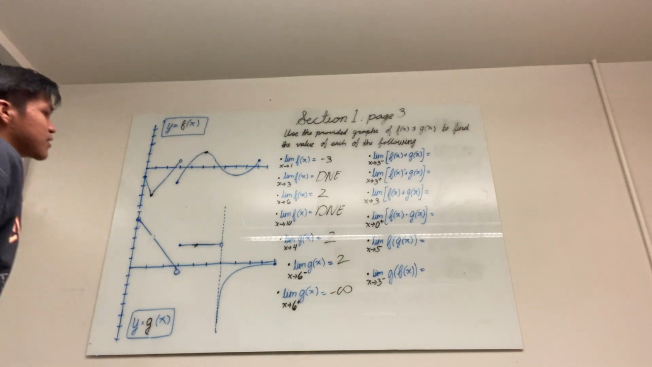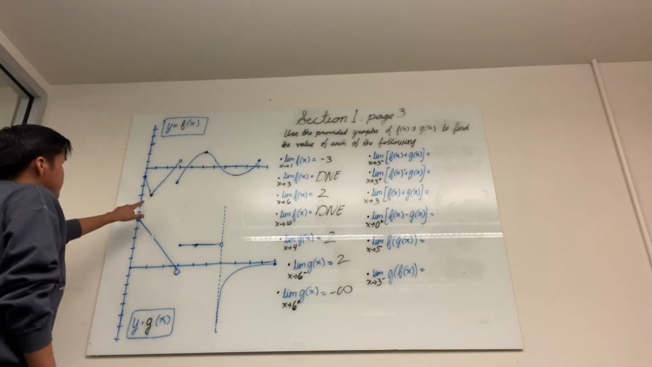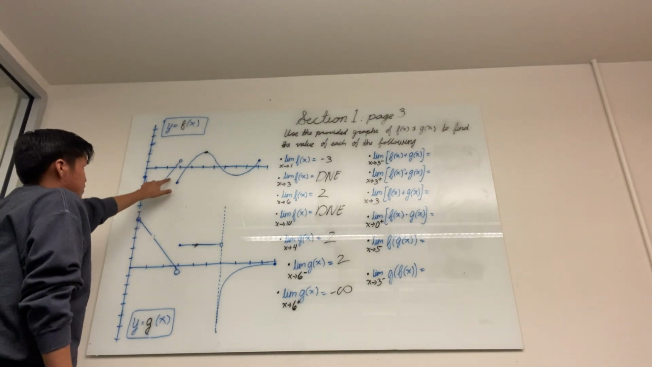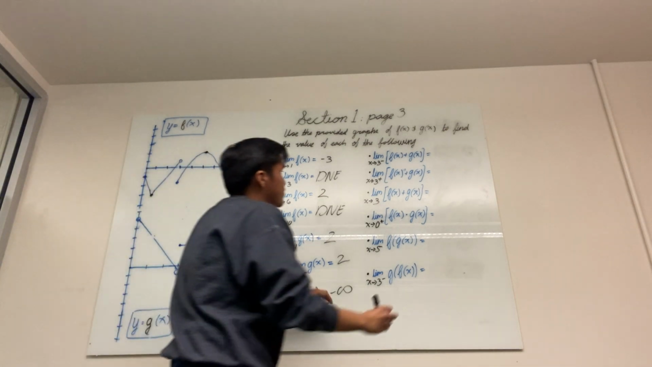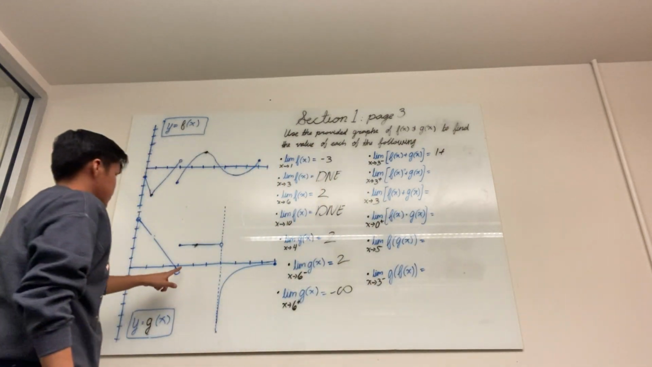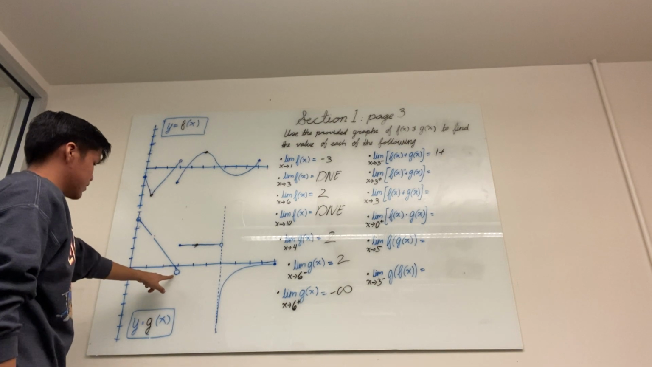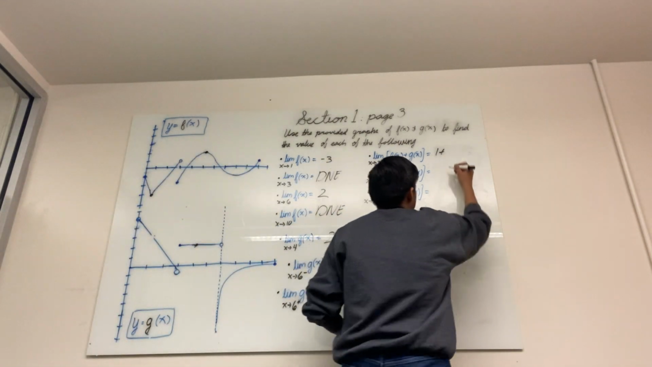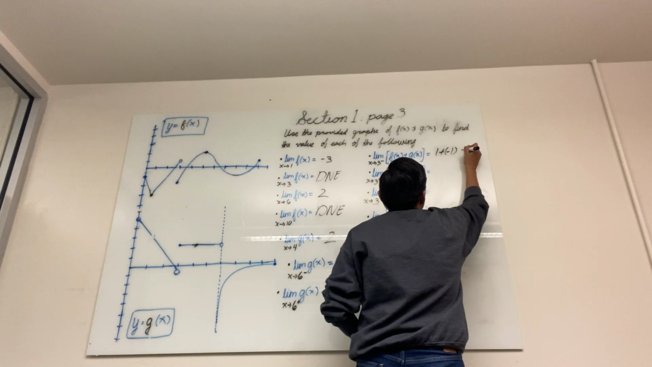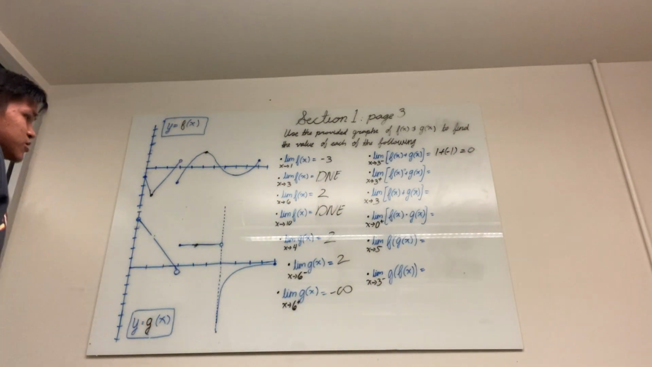Our next limit is the limit of f(x) plus g(x) as x approaches 3 from the negative side. We look back on the graph, as x approaches 3 from the negative side, we have 1 plus, and from g(x), the graph approaches 3 from the negative side, it's negative 1. So 1 plus negative 1 is 0. Our limit is 0.